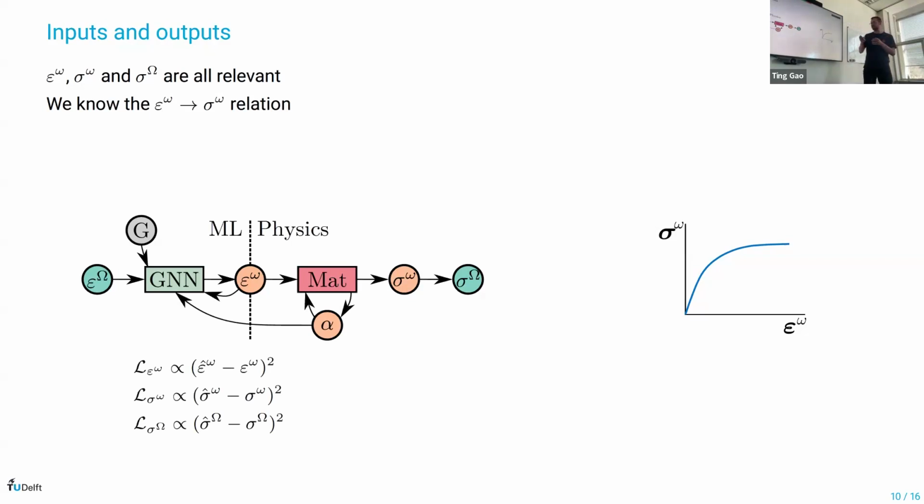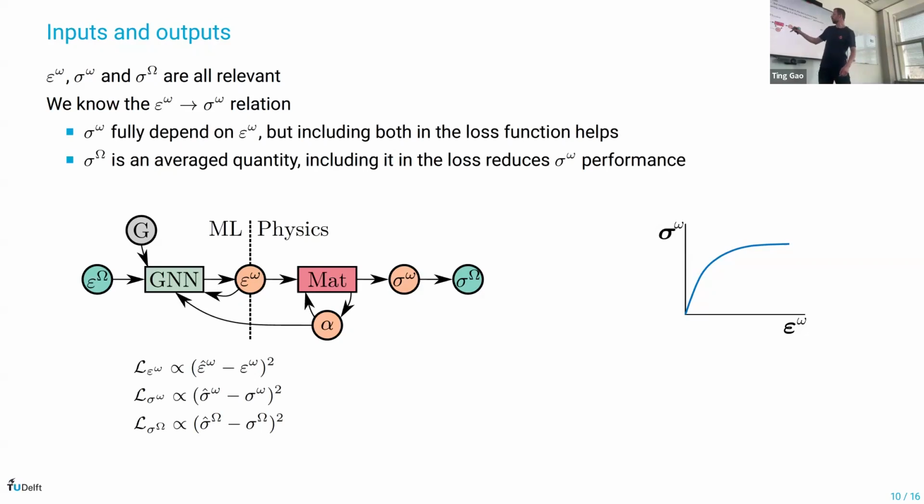But we find that it is quite important to still include both of these terms in our loss function. So we still train through our material model, right? So this is a non-linear problem that we also need to solve using a Newton-Raphson solver that is included inside our differentiation of the learning process.